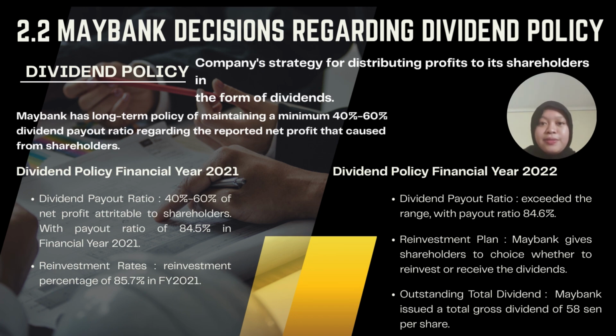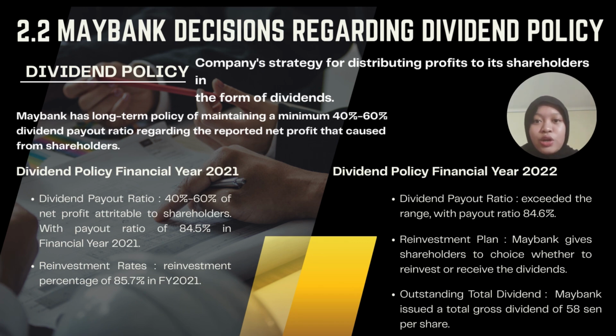In 2031, Maybank demonstrated a strong commitment to delivering returns to its shareholders. First, commitment to shareholder returns. Maybank upheld its long-term dividend payout policy of distributing 40% to 60% of its net profit to shareholders. However, for financial year 2031, it exceeded this range with an impressive payout of 84.5%, showcasing its dedication to shareholder value.